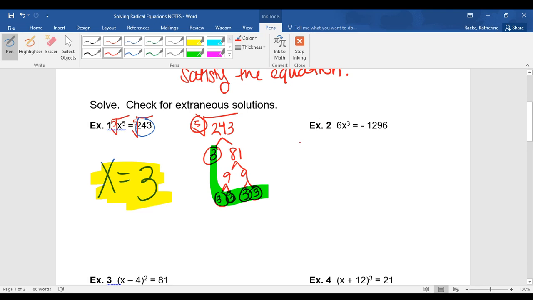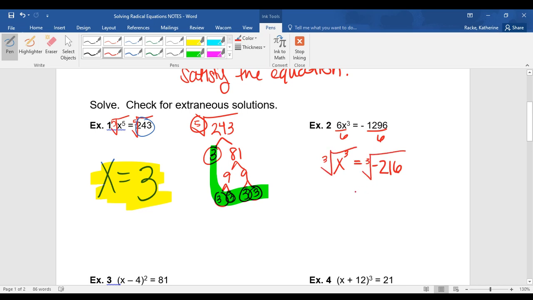Example 2, I have 6x cubed equals negative 1,296. So to solve this radical equation, I need to start by dividing by 6 on both sides. I'm trying to get the x by itself, so I would get x cubed equals negative 216. Not a square root yet, just negative 216, okay?